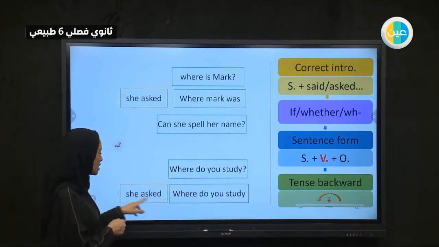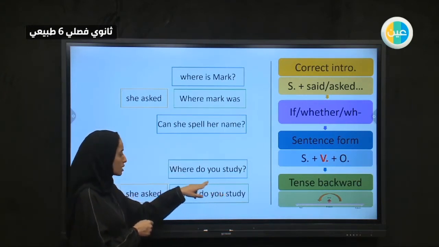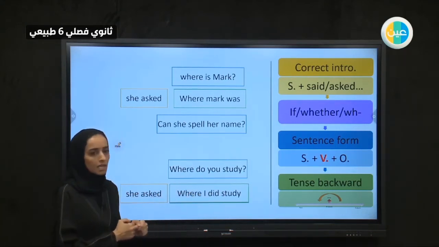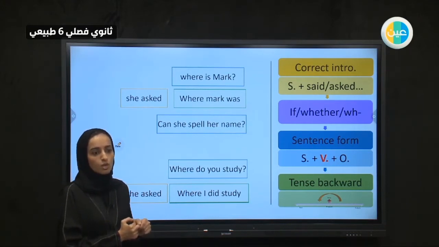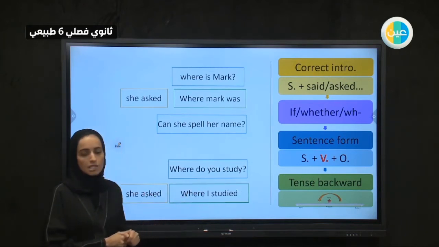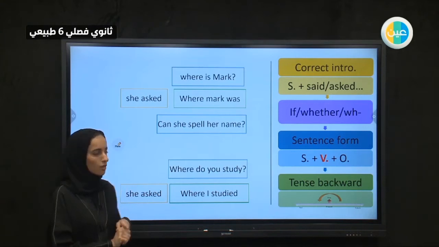Where do you study? He asked me, where do you study? Is it you? No, not you, it's me. Then where I do study, sentence form. Then where I did study. Can we say I did study? No. This is not a question and not a negative form. So did and study, where I studied. Where I studied. Do, does, and did will change the verb.